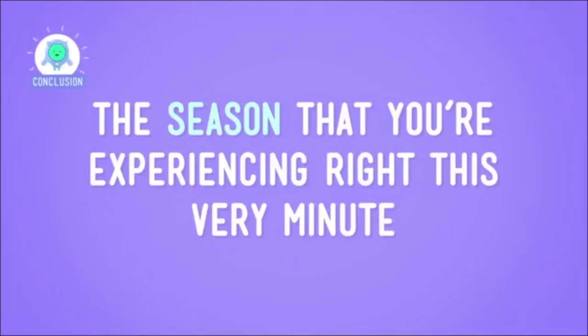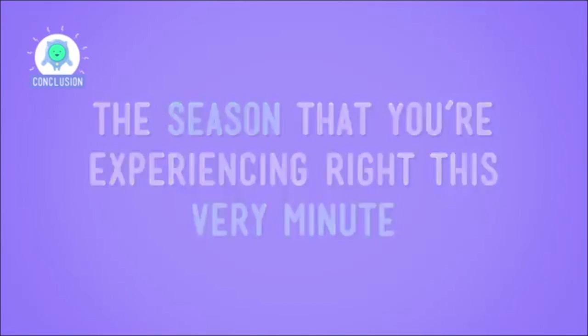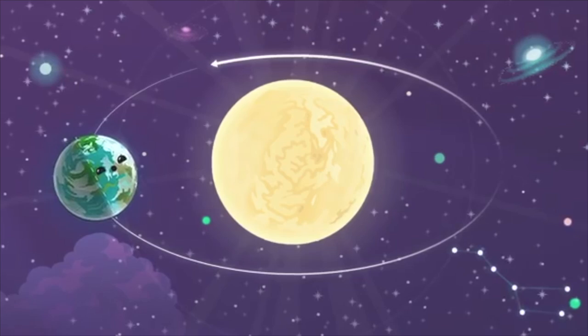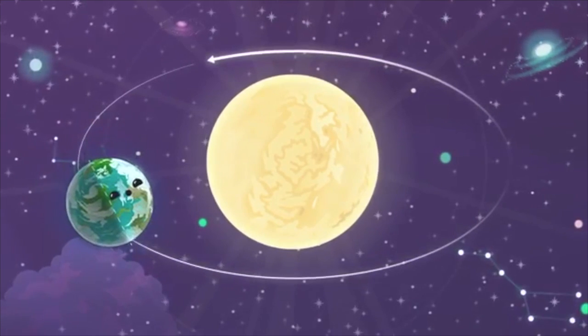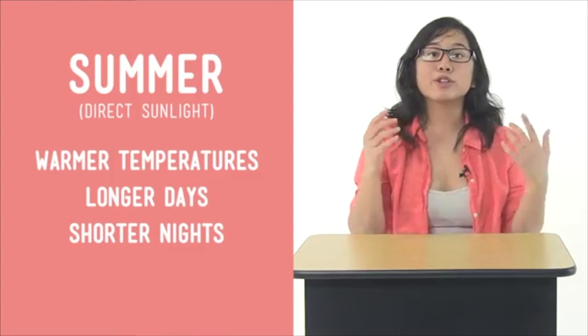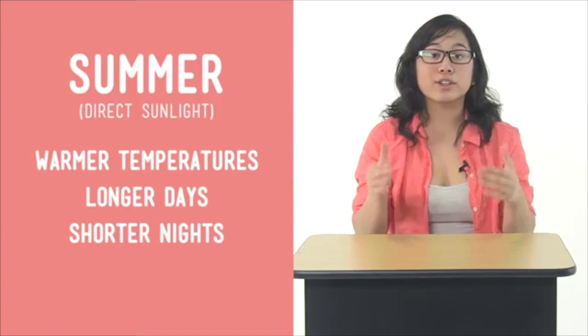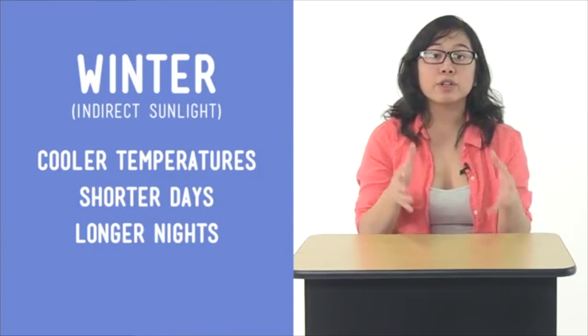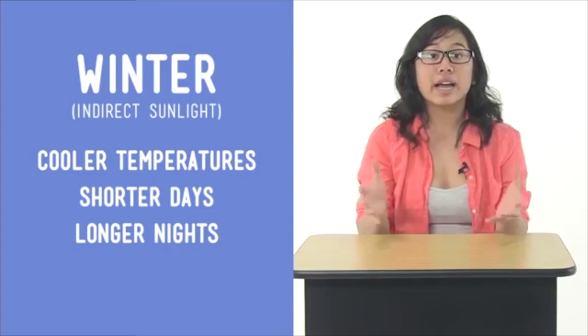The season that you're experiencing right this very minute is caused in part by the amount of direct sunlight you're getting. So, seasons are caused by the Earth's tilt on its axis as it cruises around the sun in its orbit. When one hemisphere gets more direct sunlight, it's summer there. Temperatures are warmer, days are longer, and nights are shorter. And when it gets more indirect sunlight, it's winter. Temperatures are cooler, days are shorter, and nights are longer.